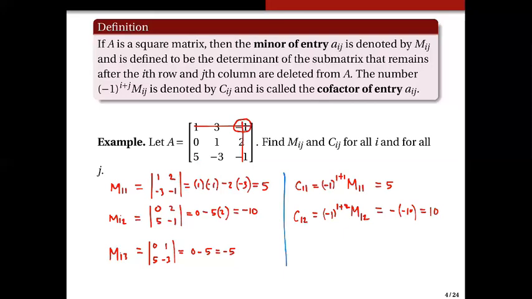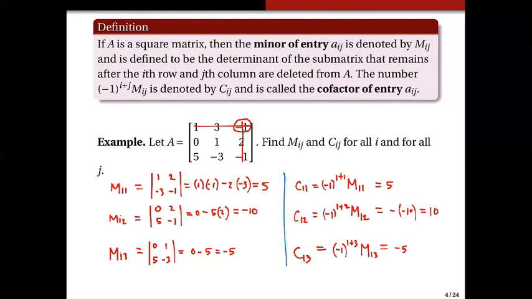For C13, this is equal to negative 1 raised to 1 plus 3 times M13. And negative 1 raised to 1 plus 3 is positive 1. M13 is equal to negative 5. So C13 is equal to negative 5.